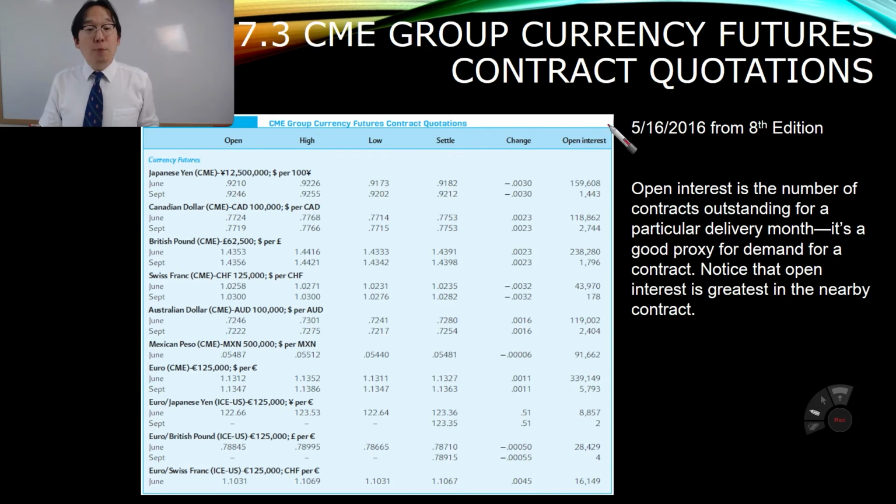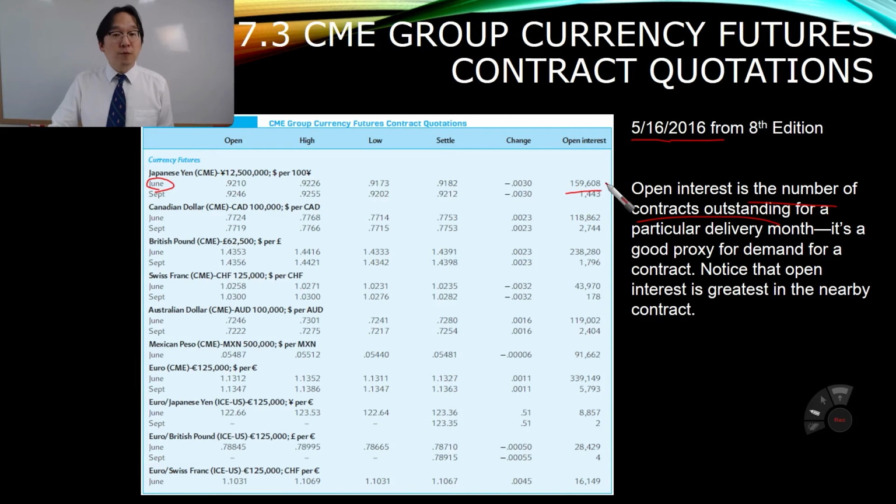And then open interest, this is the number of contracts outstanding for a particular delivery month. It is a good proxy for the demand for the contract. And then how many contracts? Well, for Japanese yen to US dollar, for June 2016 maturing, they had 159,608 contracts open, right?